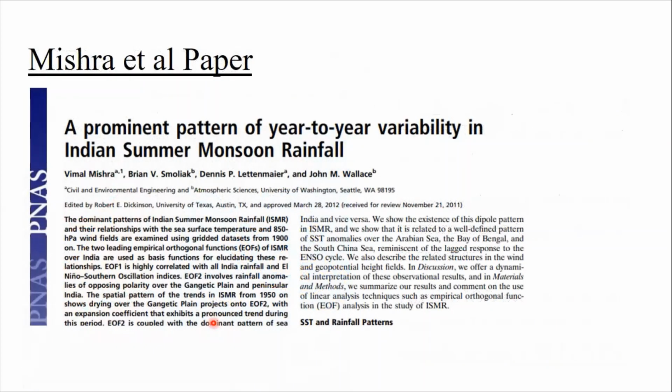The main motto of our project was inspired by the Mishra et al. paper. This paper is titled A Prominent Pattern of Year-to-Year Variability in Indian Summer Monsoon Rainfall. The paper focuses on detecting patterns of ISMR using tools like EOF and MCA. We will discuss these methods more in further slides, but first we will describe the results of this paper.